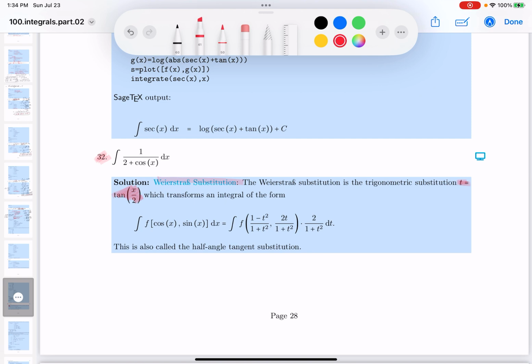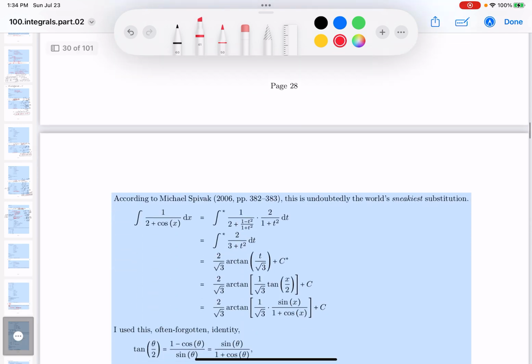But he makes this substitution over here, and he transforms an integral where the integrand is some function of the sine and cosine. For example, this one over here is some function of the sine and cosine. I definitely see the cosine there. And then he says cosine is equal to this, the sine is equal to this, and the dx would be equal to this over here. And this transforms the integral into possibly a simpler integral. This is also called the half-angle tangent substitution. We'll go through the derivation a little bit later.